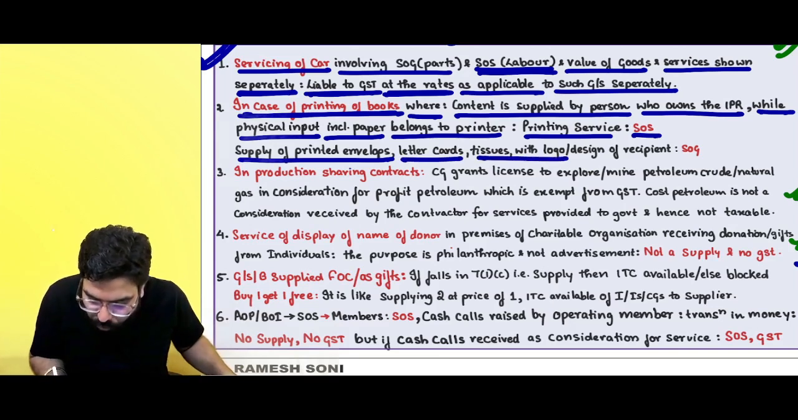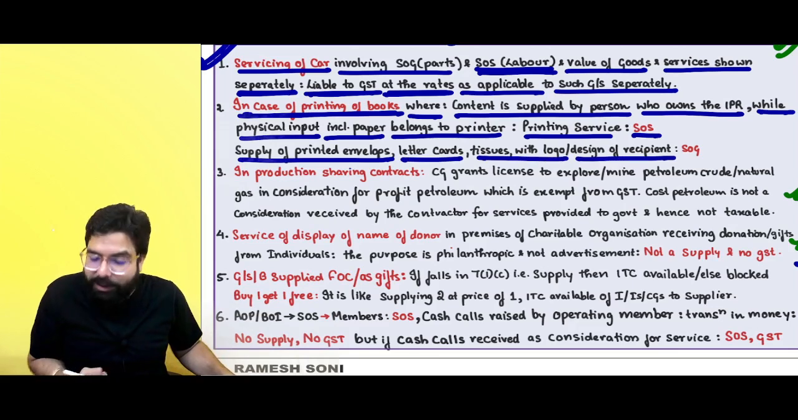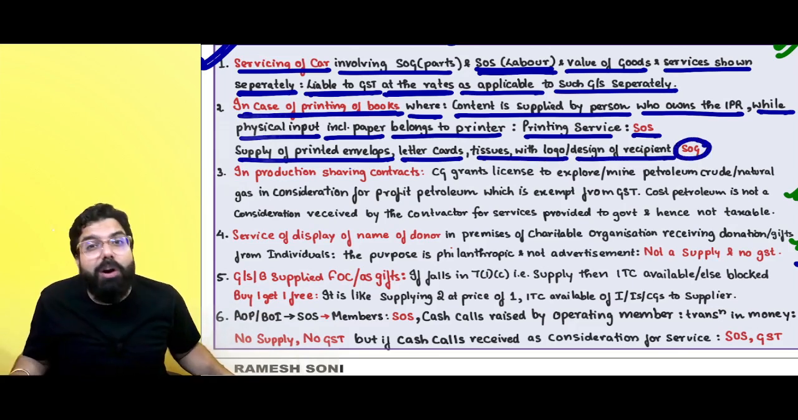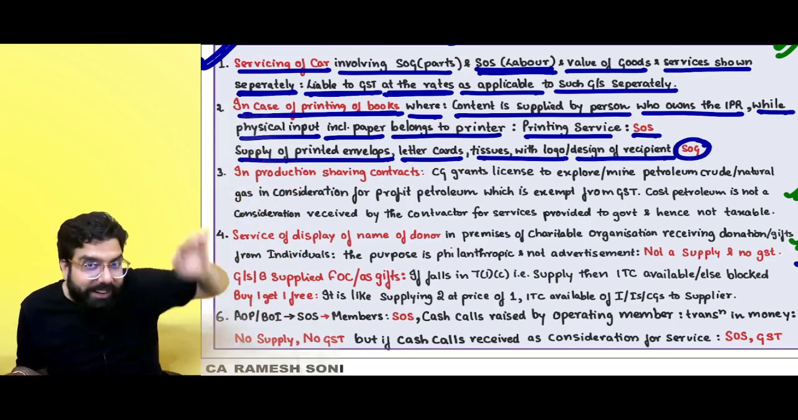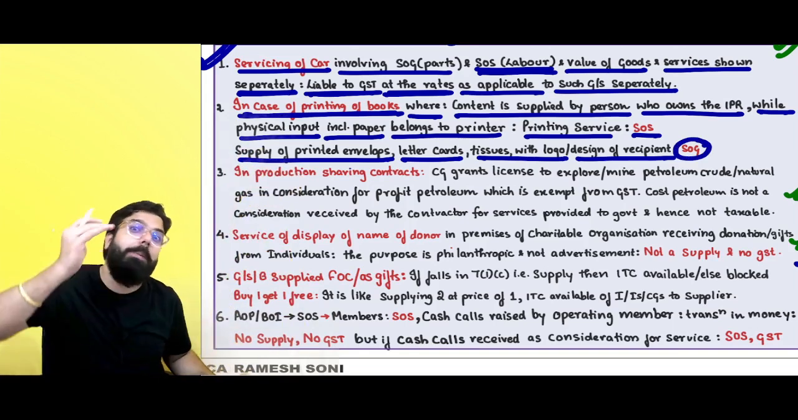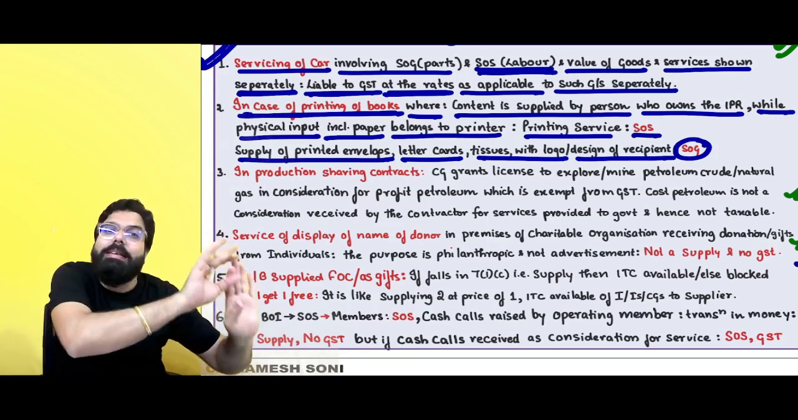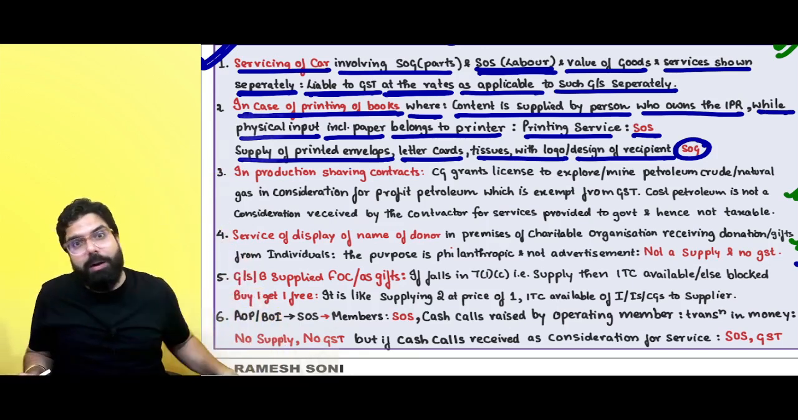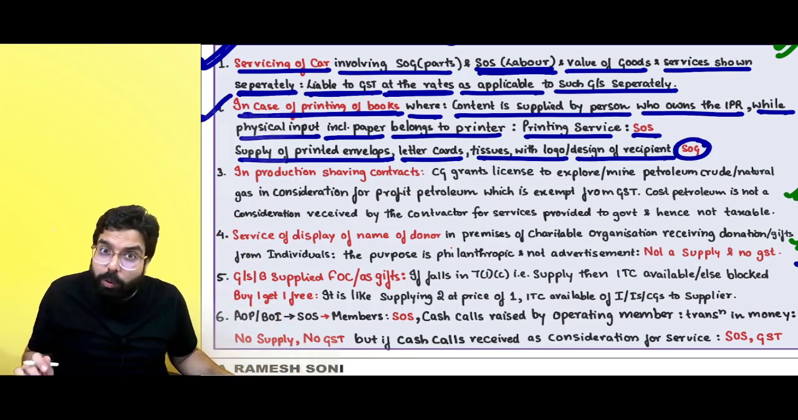Letter card, tissue, where you have given the logo or the design, that is the supply of goods, because principally you had asked the person to supply goods, and ancillary was the printing services. But when printing services are principal and ancillary is the paper, inks, etc. which is used, then it will become a supply of service. Done, sir. You have to see what is principal.